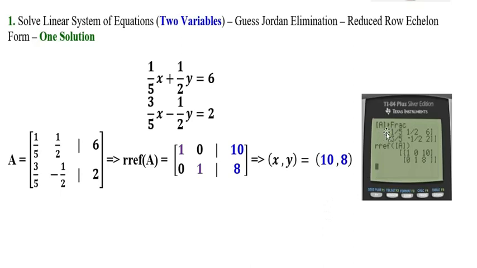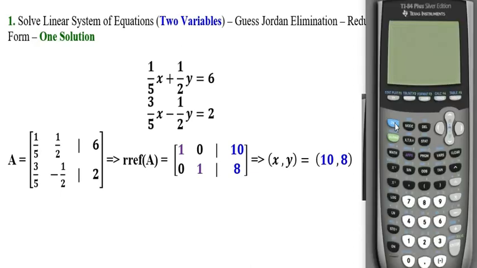And here it is. So we create a matrix A, 1 over 5, 3 over 5, half, minus half, augmented with 6, 2. When we do RREF A, we get 1 in the diagonals, 0 above the diagonal, 0 below the diagonal, augmented with 10, 8. That means x equals 10, y equals 8. Here it is. Second matrix, edit A, it is 2 by 3.